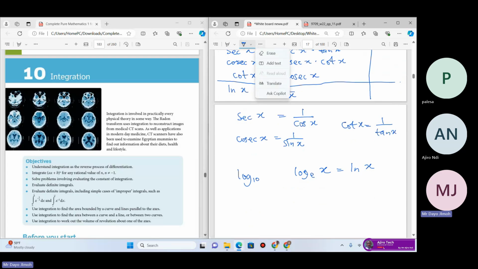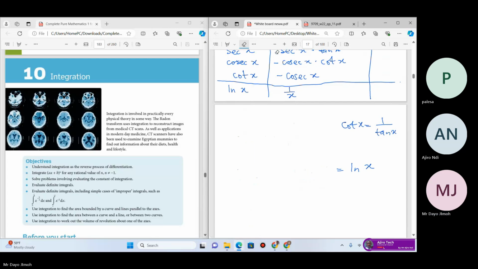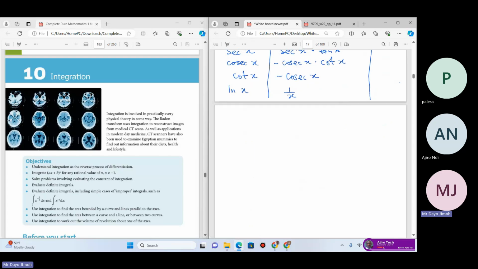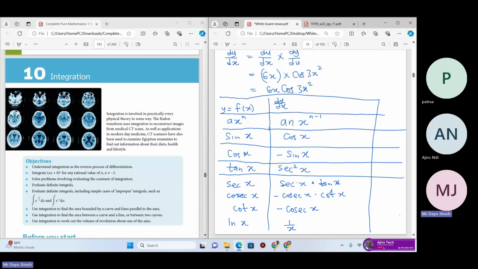So now, on that note, I want to do integration. What this summary means is that if I integrate cos x, I'll get sin x. If I integrate cos x, I'll get sin x back. If I integrate minus sin x, I'll get cos x. Or if I integrate sin x, I'll get negative cos x. That's what I mean.